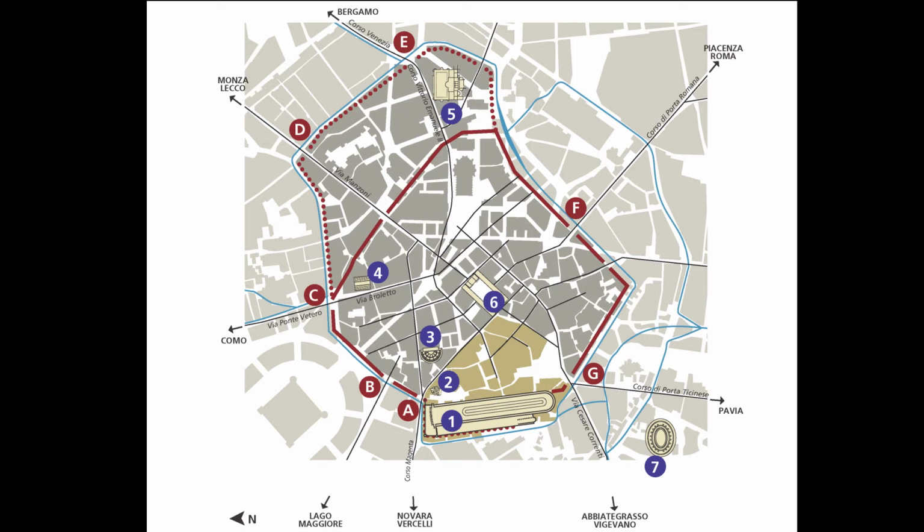Let's end our exploration by going to the right bottom side, near the Ticinensis Gate, letter G, outside the wall's perimeter and viewing the amphitheatre, number 7, built in the first decades of the 1st century AD.